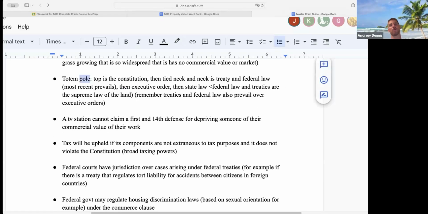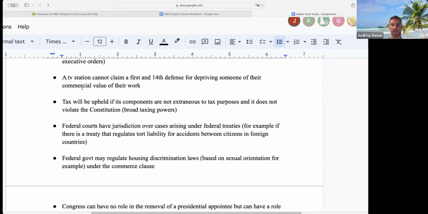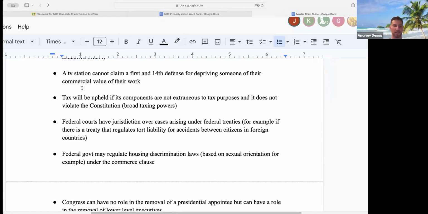I feel like we don't see totem poles that much. When I was a kid, totem poles were really cool. I remember doing them in art class and stuff, but I've never seen my nephew make a totem pole or anything like that.